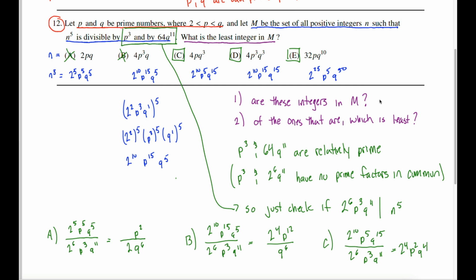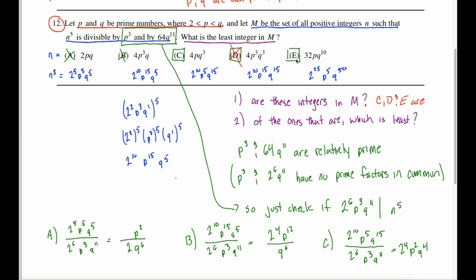Are these integers in M? Yeah, 3 of them are. I don't know, C, D, and E are. Now I get to move on to step 2. Which of these 3 are the least? Just looking at C and D, we can tell that C is less than D because they both have a 4 in their prime factorization. They both got a q cubed in their prime factorization. But this one just has a p in its prime factorization, whereas this one has p cubed. So D is bigger than C. D is certainly not the least answer.